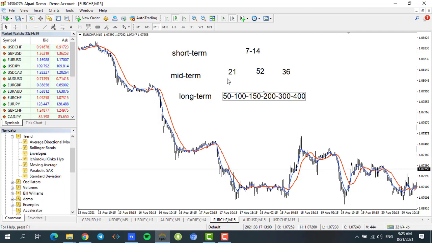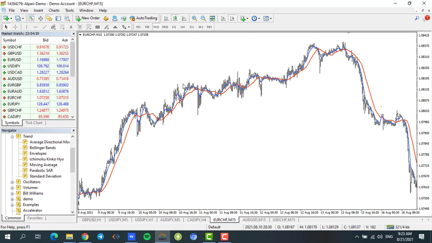7 and 14 for mid term, 21, 52, 36. For long term, 50, 100, 150, 200, 300, 400, and 100 more, and 100 more, and just like that. Okay, here is how we use it.